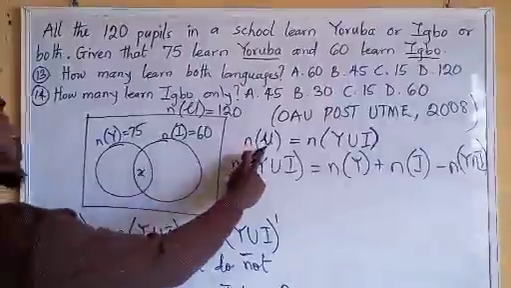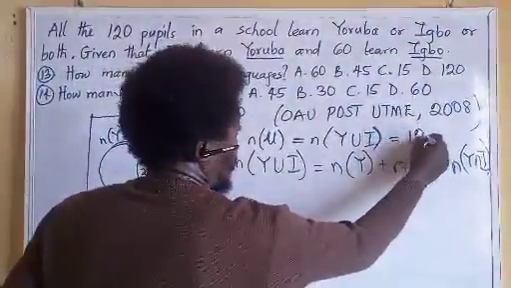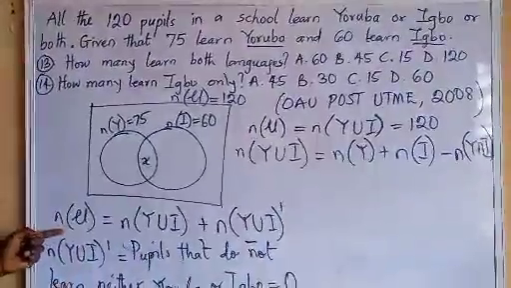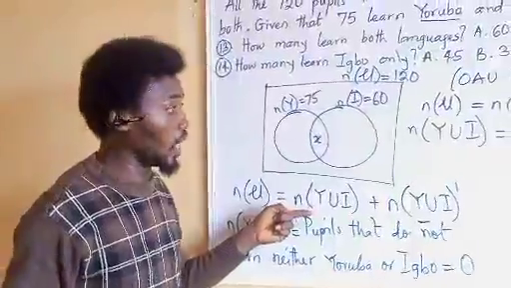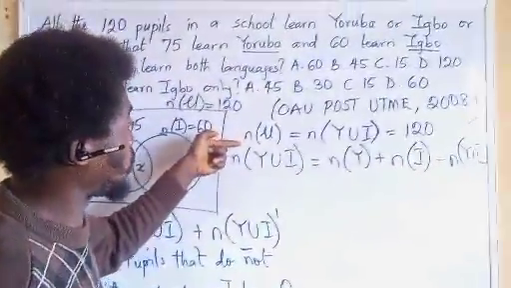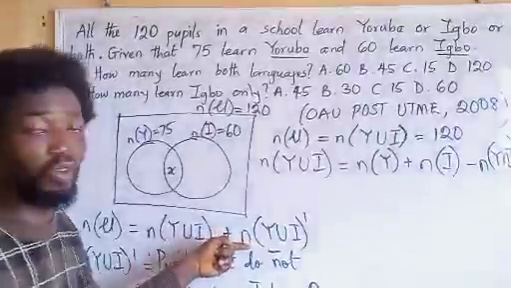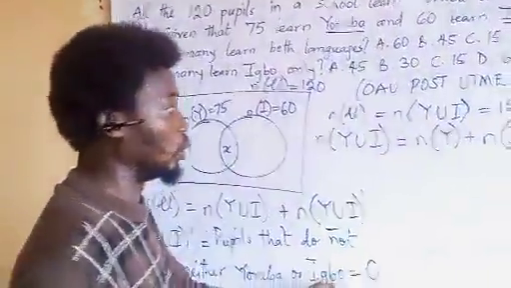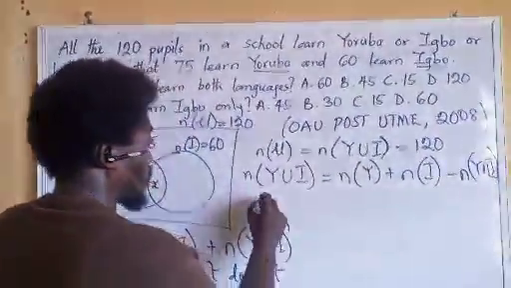And then we have the cardinality of the universal set equal to 120. And this one here is equal to 120 because we discovered that this is equal to 0. That shows that the cardinality of the universal set is equal to the cardinality of Y union I, since the cardinality of Y union I complement is equal to 0. And that is equal to 120. So we have this one is 120.